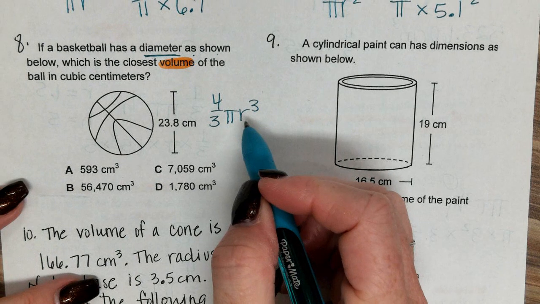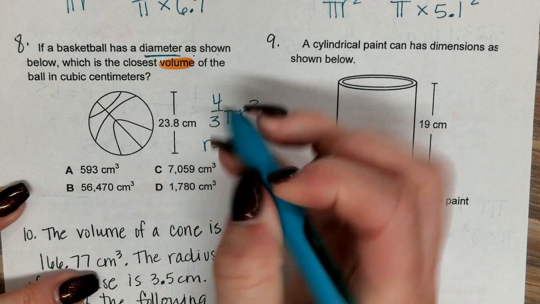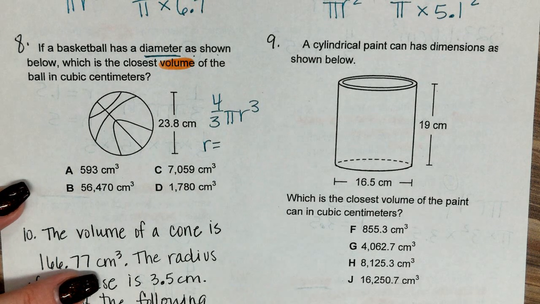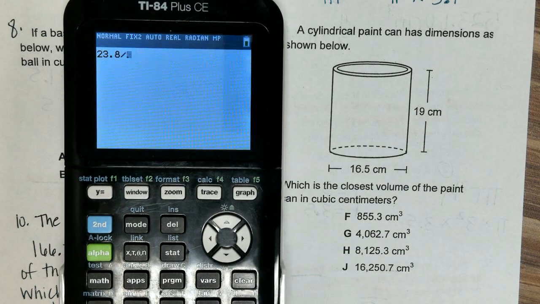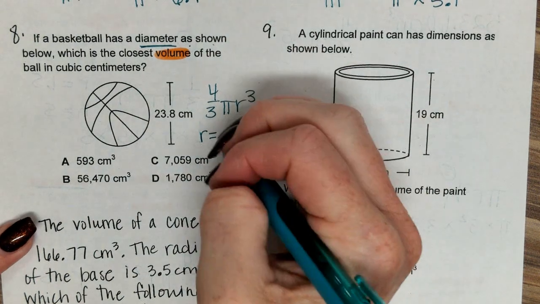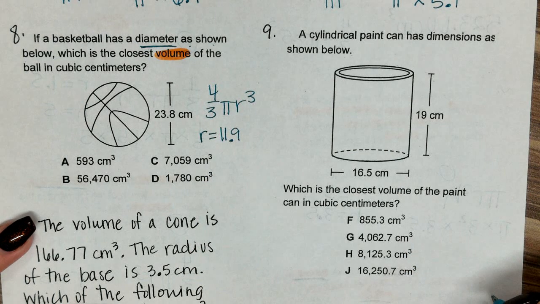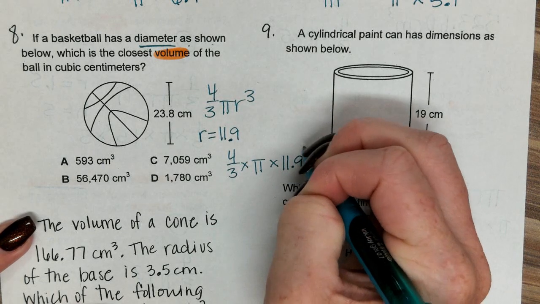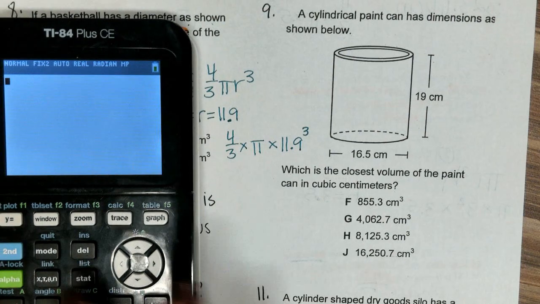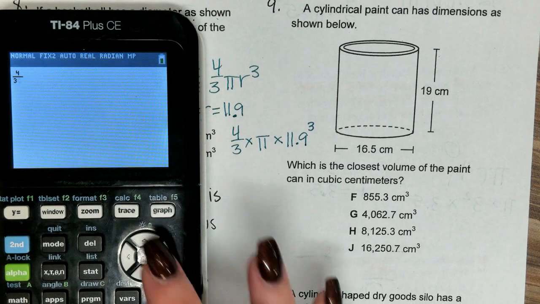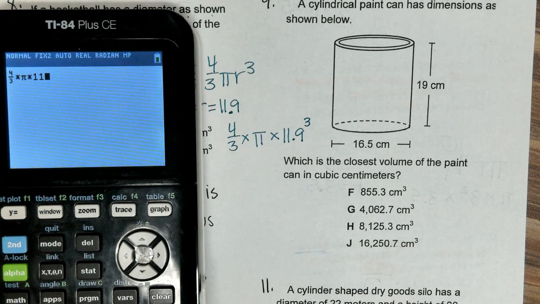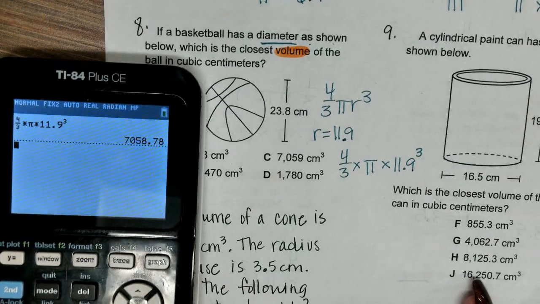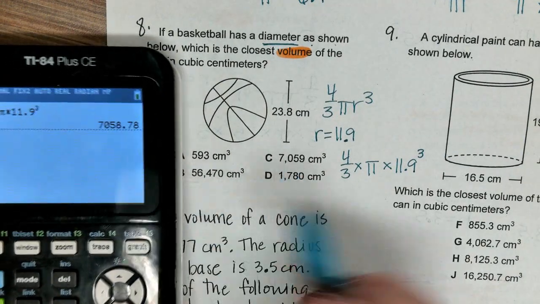To use this formula, all I need is a what? R. Did they give me a radius? No. So what do I have to do to this number? 23.8 divided by 2 is 11.9. Or 11.90, same thing. So you should have done 4/3 times pi times 11.9 to the third power. And the answer was 7,058.78. Which answer is closest? C.